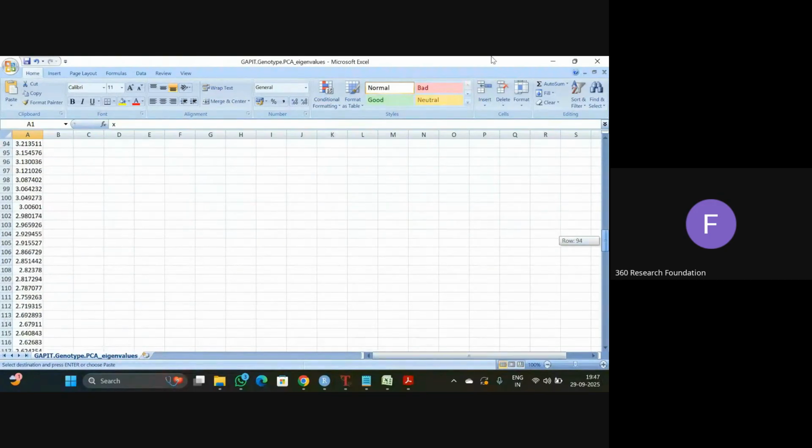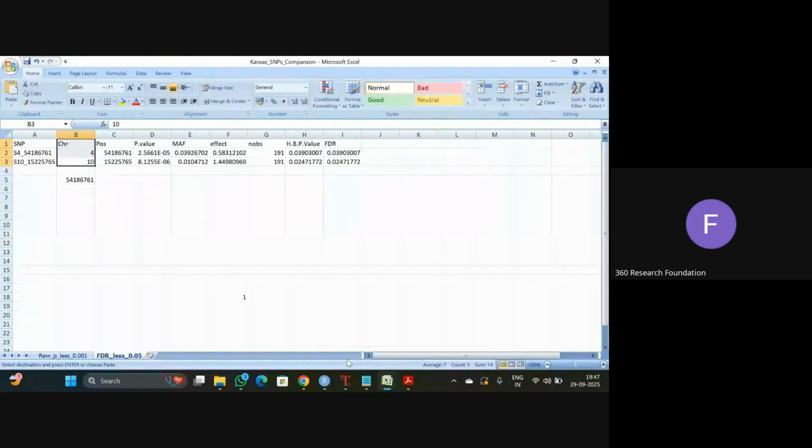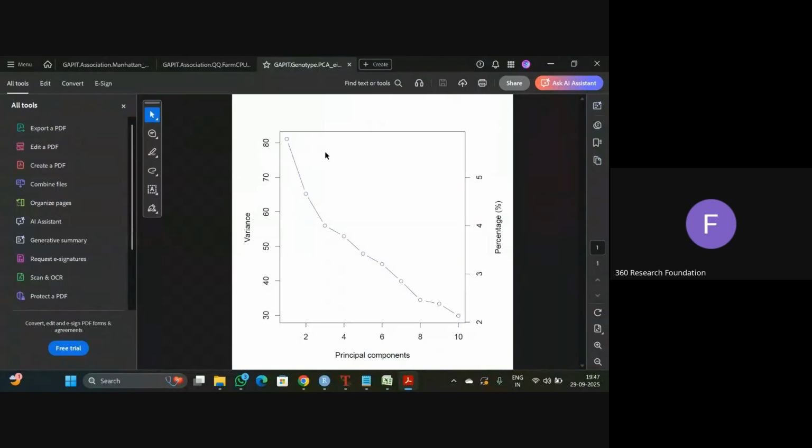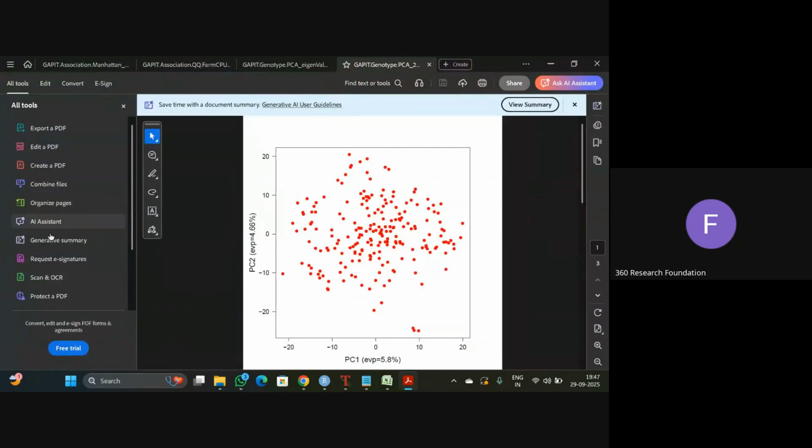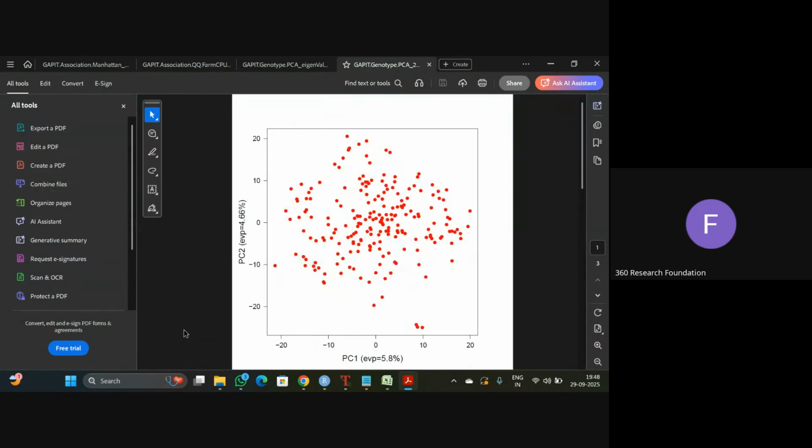Right from below 1 to maximum, I think. Yeah, maximum is 81. So this is maximum. So then, this is the 2D plot of principal components.